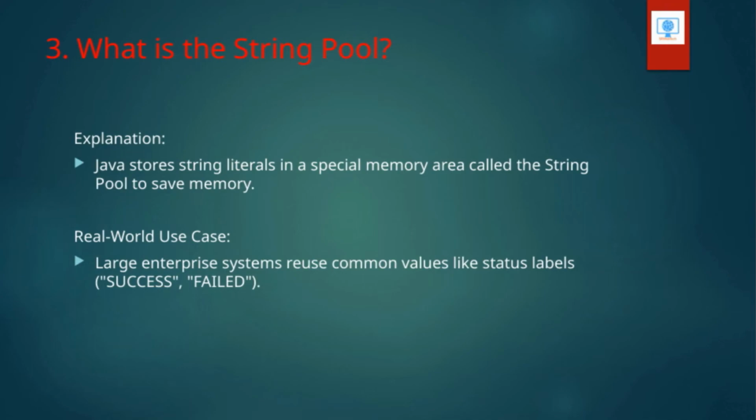Imagine you have a large application with many parts referencing the same status labels like success or failed. Without the string pool, each part might create its own copy of these strings, which would be pretty inefficient. But with the string pool, Java recognizes these common values and makes sure only one copy exists in memory. This reuse helps optimize memory usage, especially in big systems where there are many repeated string values. So, understanding the string pool helps us write more efficient Java programs by leveraging this feature. It's a simple but powerful way Java manages strings behind the scenes.